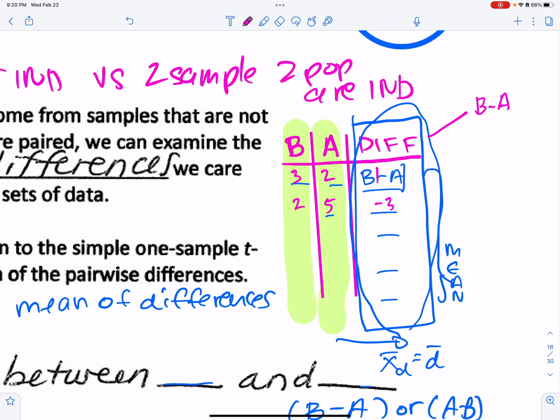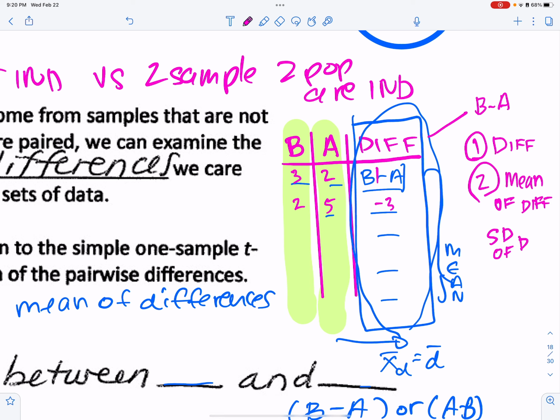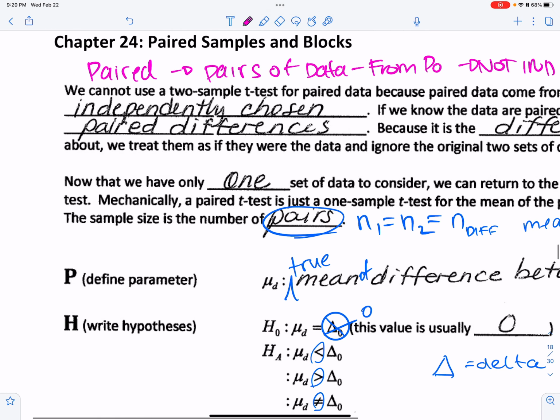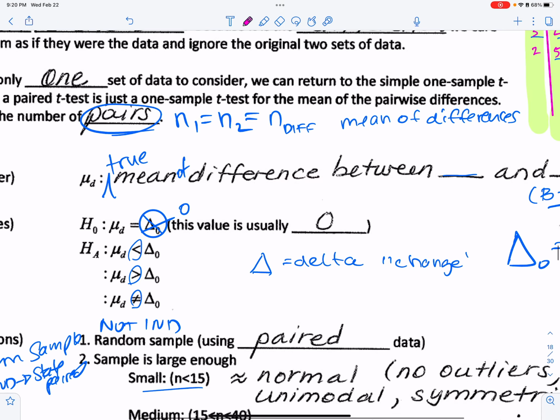And so what you're doing is, step 1, you're finding the differences of your data. And then step 2, you're finding the mean of the differences and the standard deviation of the differences. Of course, you can do this with a calculator, one variable statistics, or it's given to you and you use your t-test. All right, so when we do PHANTOMS, we're going to, first of all, define the parameter.